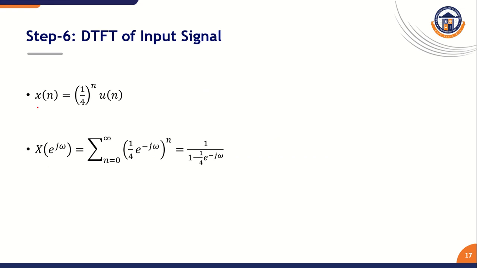In this step, we compute DTFT of the given input signal. Given input signal small x of n equal to 1 by 4 whole power n into u of n. Once we are applying DTFT logic, we can convert it into algebraic notation, that is capital X of e power j omega equal to summation of 1 by 4 e power minus j omega whole power n, equal to 1 divided by 1 minus 1 by 4 e power j omega.